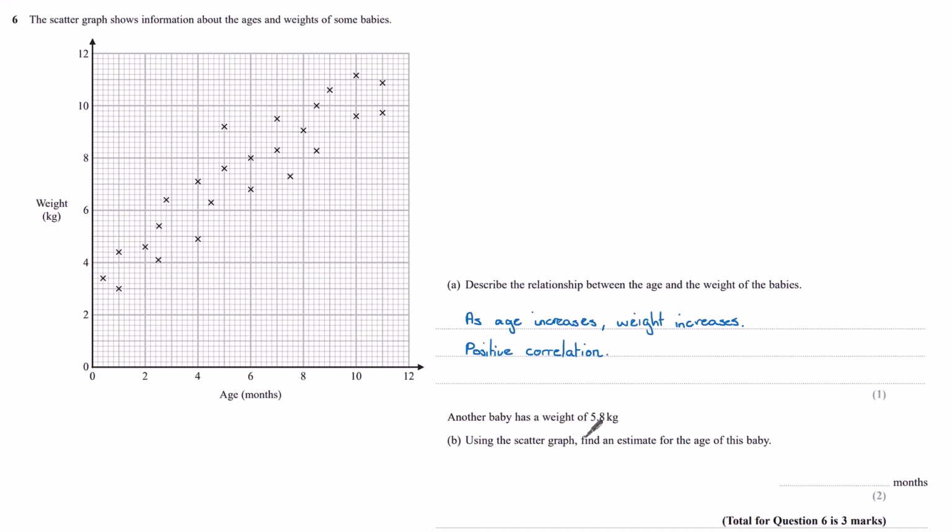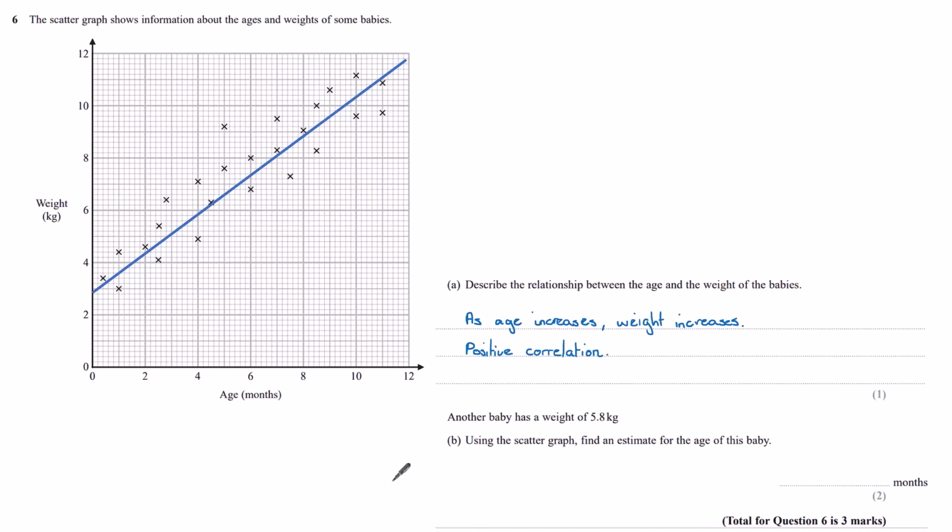Another baby has a weight of 5.8 kilograms. And then part B, using the scatter graph, find an estimate for the age of this baby. Now, when using a scatter graph to find an estimate, it's a good idea to have a line of best fit. Now, the line of best fit just has to be a straight line which generally follows the trend of the data. So I've plotted my line here, but your line may be slightly different, and there will be a range of accepted answers due to this fact.